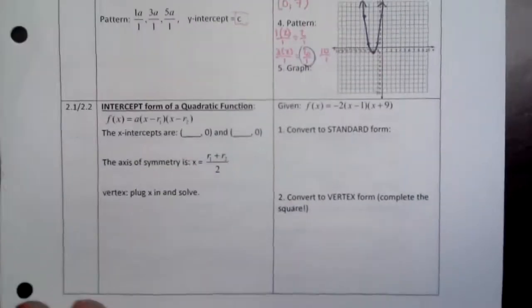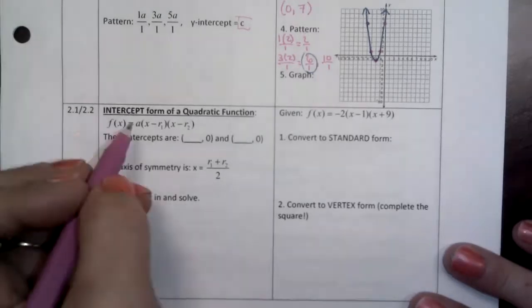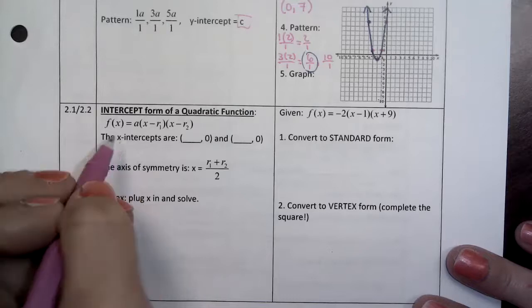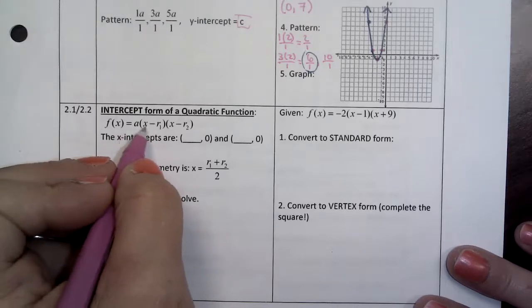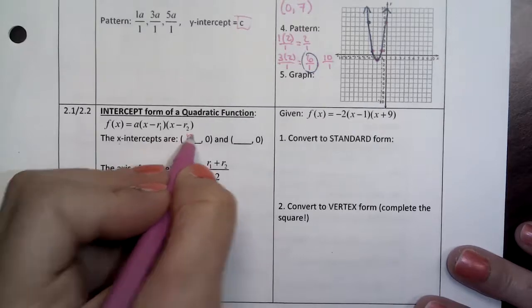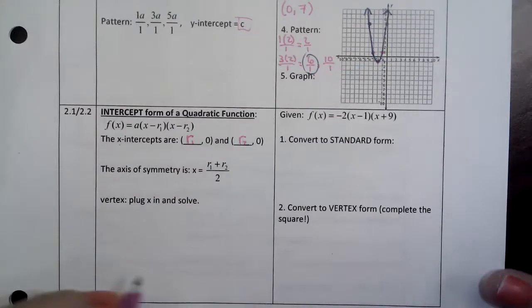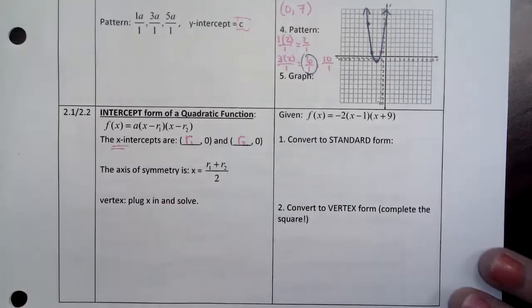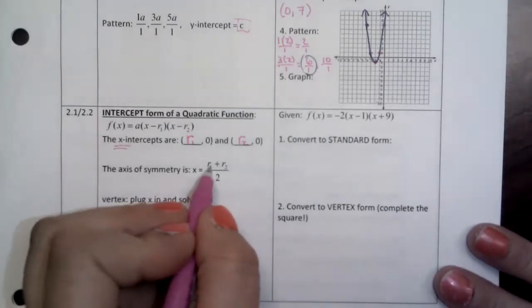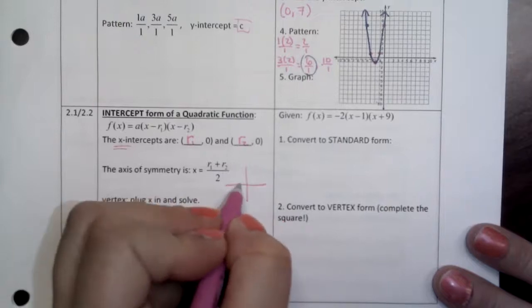So let's take a look at intercept form of a quadratic function. Intercept form is the form where it shows where it crosses the x-axis. So here you have a times x minus r1 times x minus r2, where (r1, 0) and (r2, 0) are your x-intercepts. That's where it crosses the x-axis. The axis of symmetry is just r1 plus r2 divided by 2. So remember, it's just an average of the two, right?